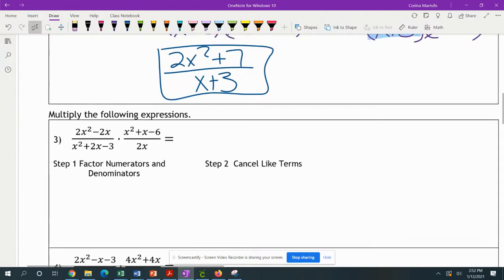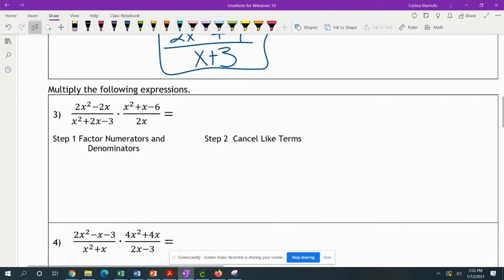All right, so here, factor the numerators and the denominators, and you cancel the like terms. So when you're multiplying, all we got to do is factor each part. So let's go ahead and start there. We have 2x squared minus 2x. I can factor out a 2x, and I'm left with x minus, and 2 times 1 gives me 2.